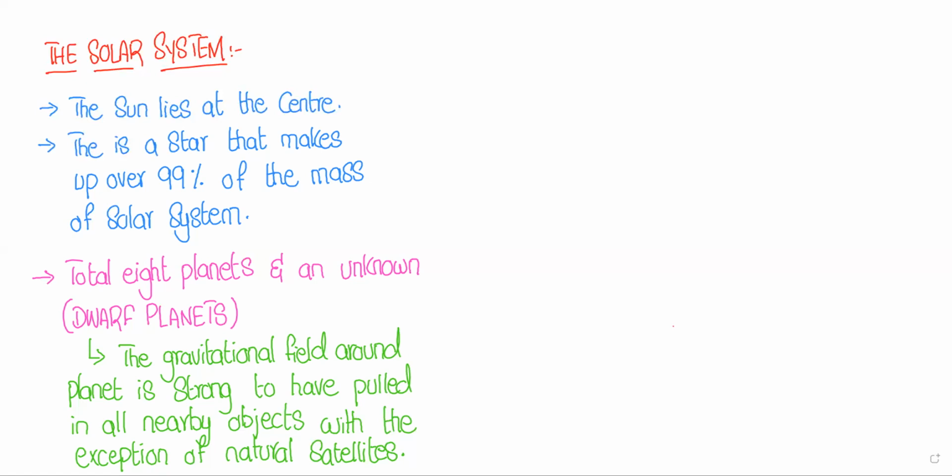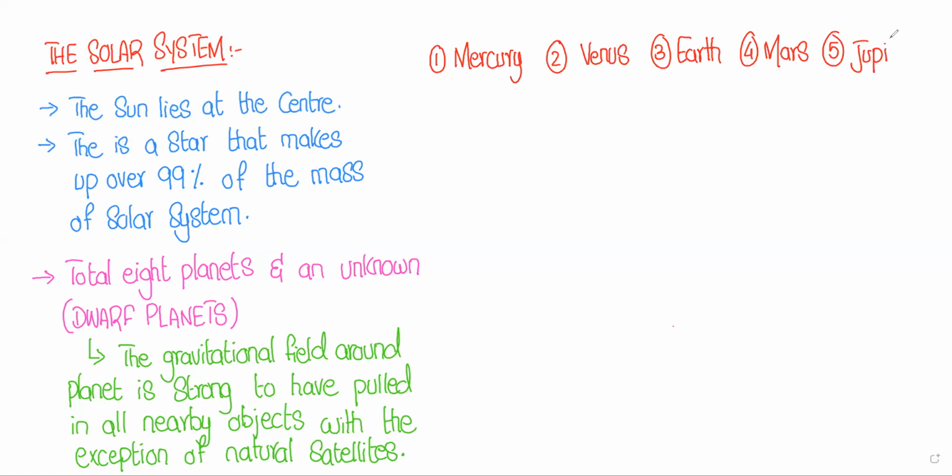So there are a total of 8 planets: Mercury, Venus, Earth, Mars, Jupiter, Saturn, Uranus, and Neptune.